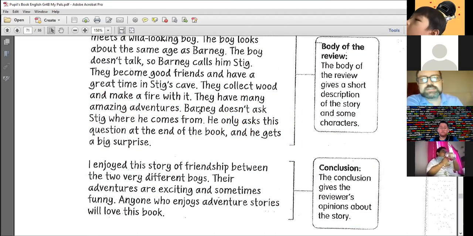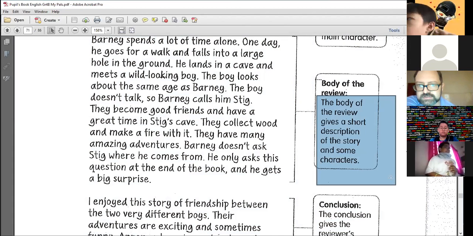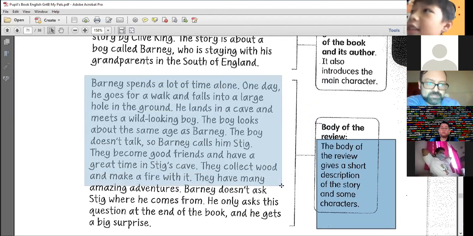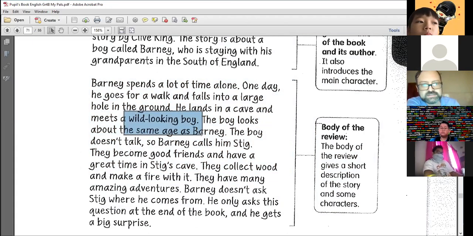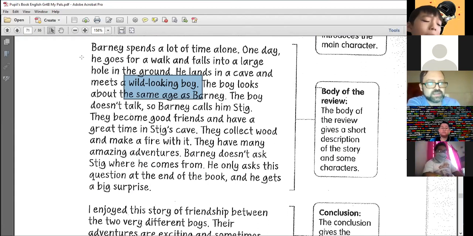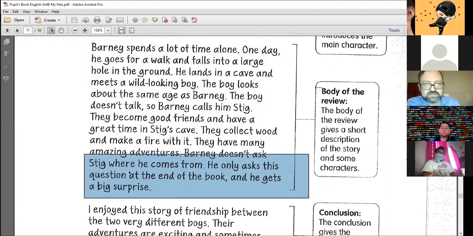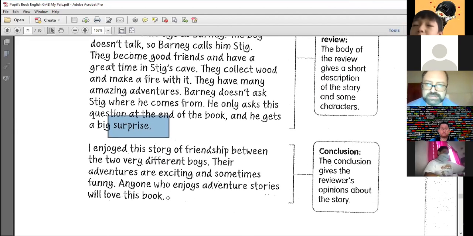All right, thank you. Okay, so this paragraph is called The Body. This is the body of our book review. It says, the body of the review gives a short description of the story and some characters. Obviously there's more than one person in this book. So it tells us a little bit about this other boy, a wild looking boy in a cave. Basically this is just giving us more details. Also notice here at the end, it says, he only asked this question at the end of the book and he gets a big surprise. Do we know what the surprise is? No, we do not, because they're trying not to spoil the book for you. They don't want to spoil it for you. All right, so that's paragraph two.